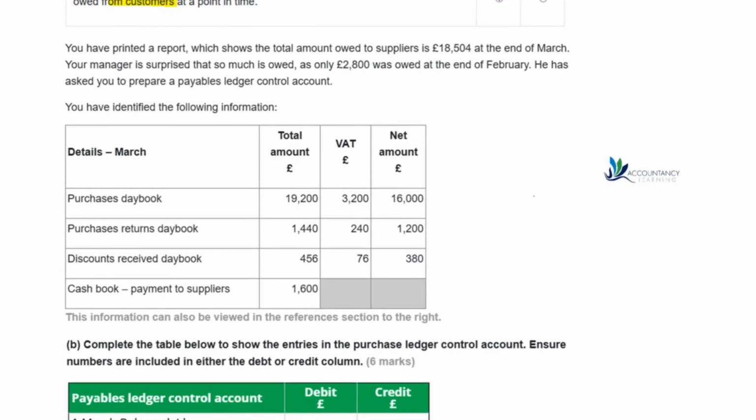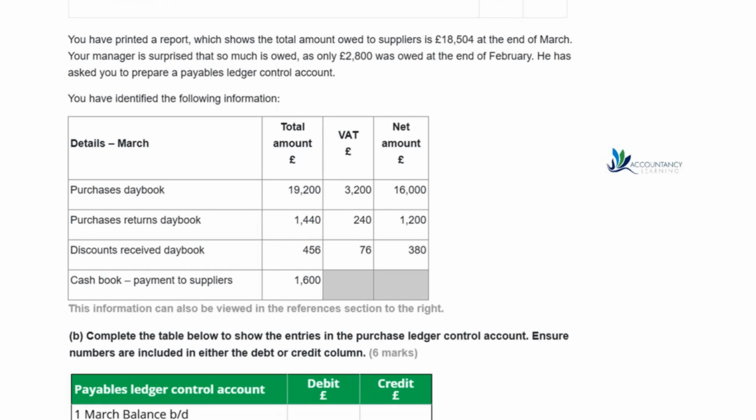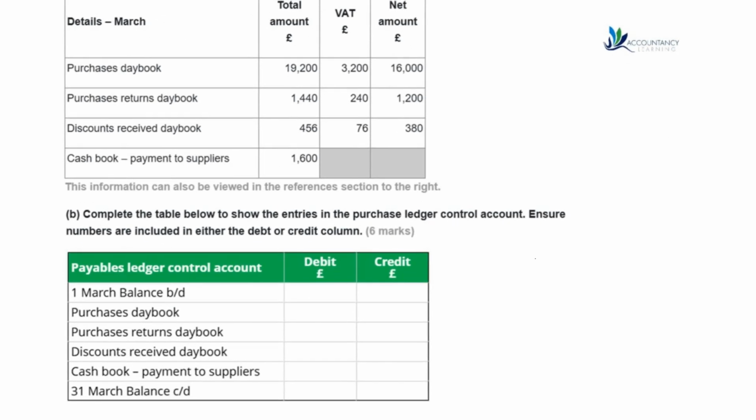You have printed a report which shows the total amount owed to suppliers is £18,504 at the end of March. Your manager is surprised that so much is owed, as only £2,800 was owed at the end of February. He has asked you to prepare a payables ledger control account. Then we're given some information about March, and you can see down here that we've got the payables ledger control account to complete.